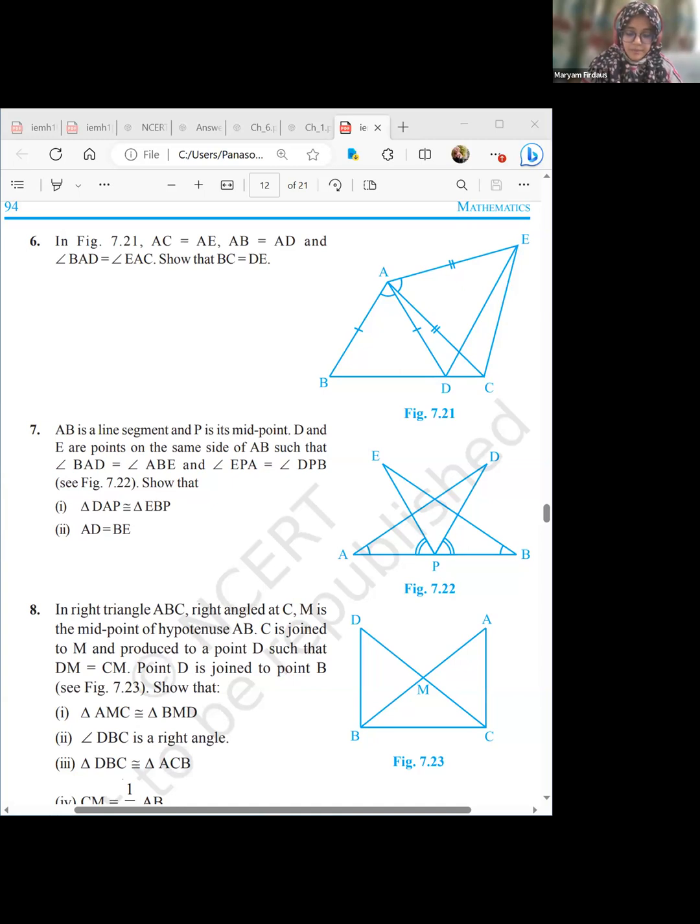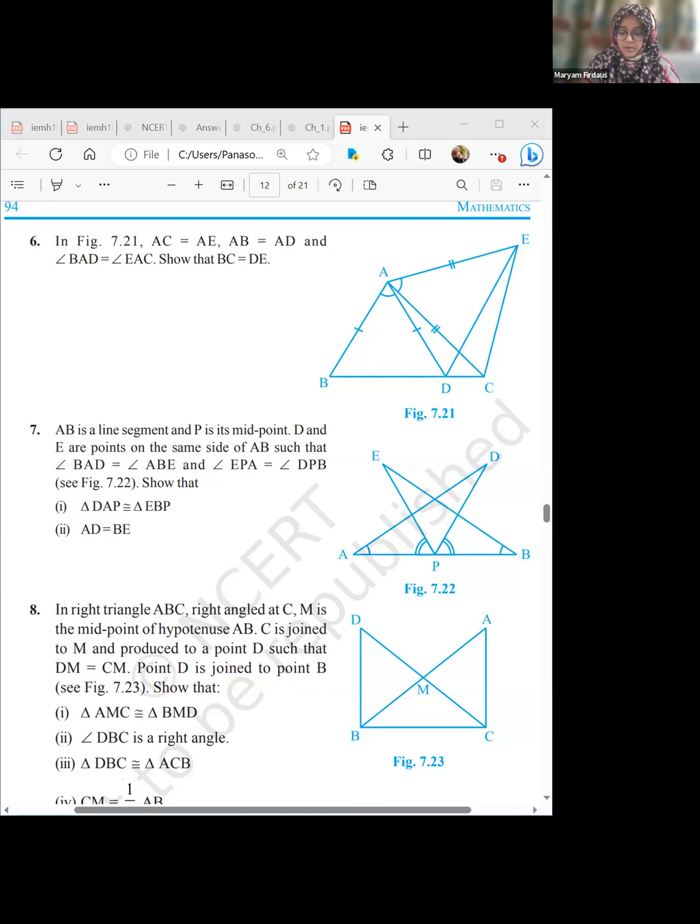Please write it, Munir. Angle BAD plus X is equal to angle BAC, and angle EAC plus X is equal to angle EAD. That is what we wanted to show.